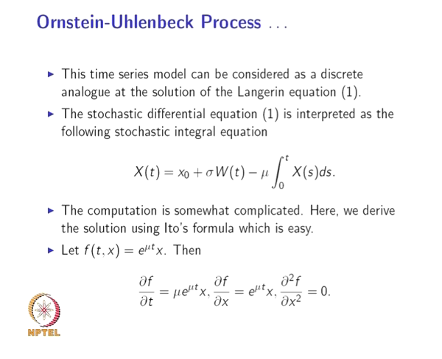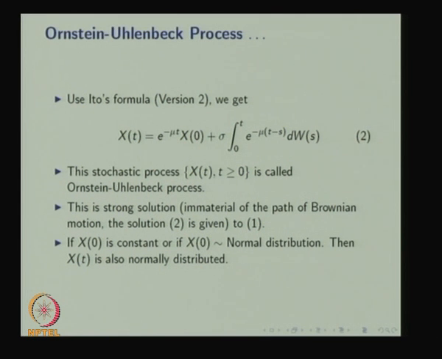Assume that the solution is of the form e power mu t times X. So, use version 2 of the Ito formula. That means you have to find the first derivative with respect to t, the first derivative with respect to x, and the second derivative with respect to x. Find those things, then substitute in the equation, then you can get the solution, that is X(t) is equal to e power minus mu t X(0) plus sigma times the integral from 0 to t of e power minus mu (t minus s) dWs.